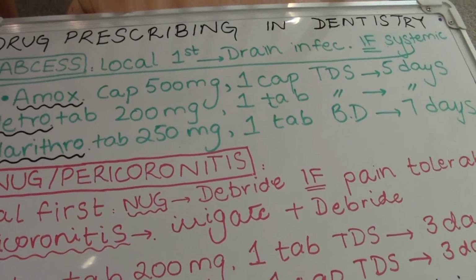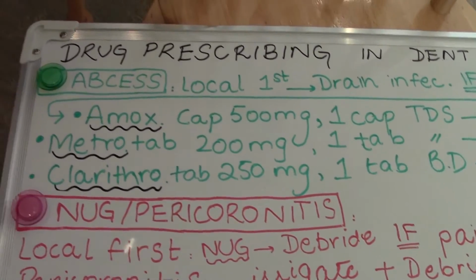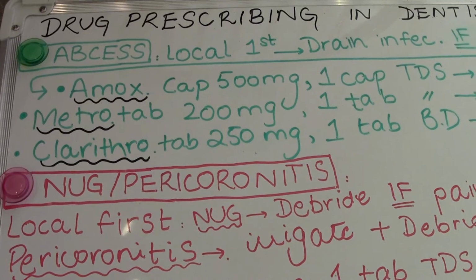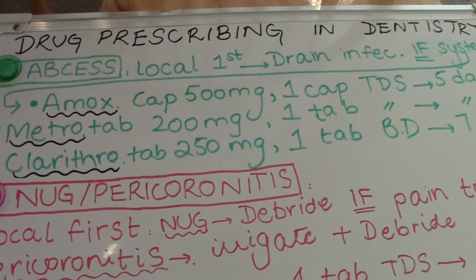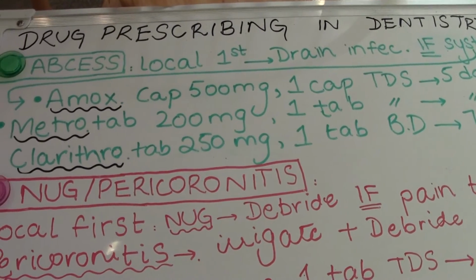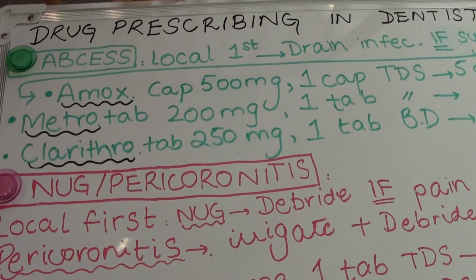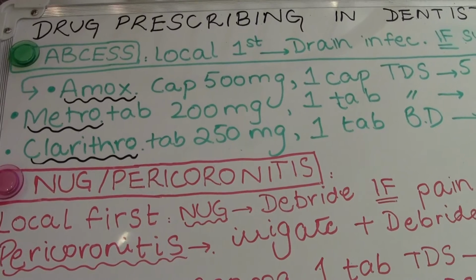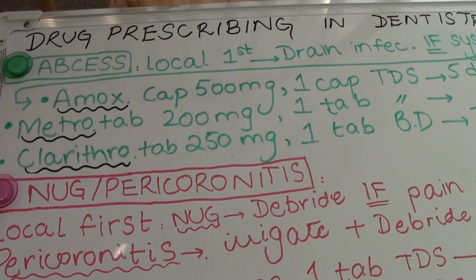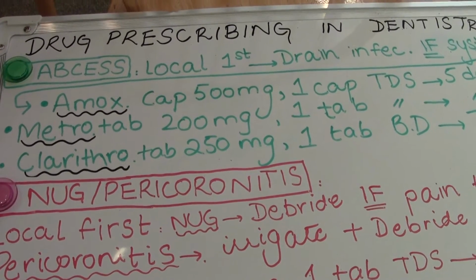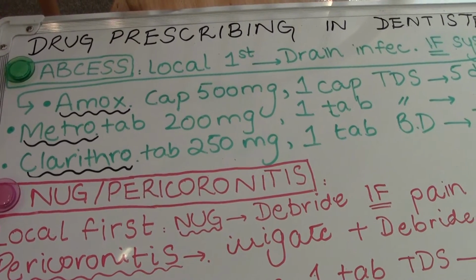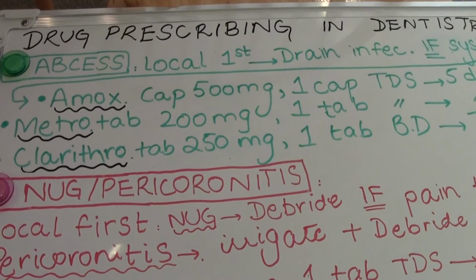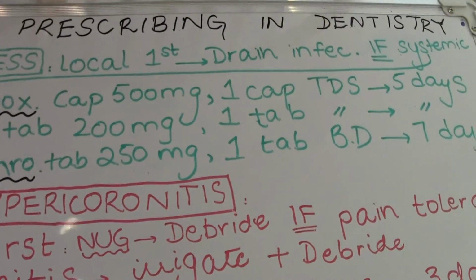So now, coming to abscess. In case of abscess, first of all, of course, we have to try and drain the infection. And draining the infection can be done in two ways, in either extraction of the tooth, or we can drain through the tooth, that's the pulp. So if we can do those things, that's what we should do rather than give any antibiotic. So drain the infection first.